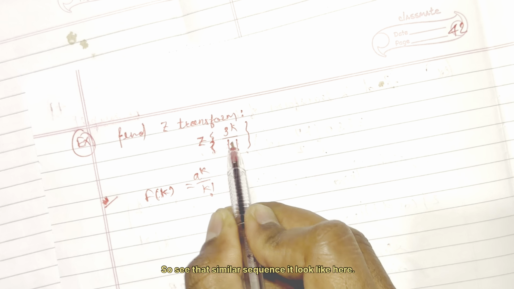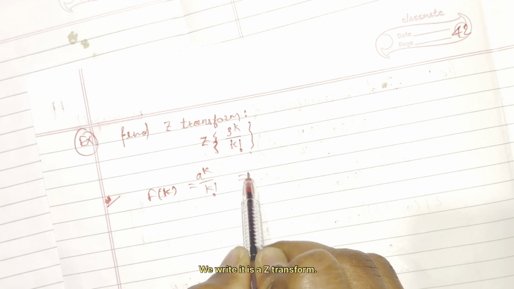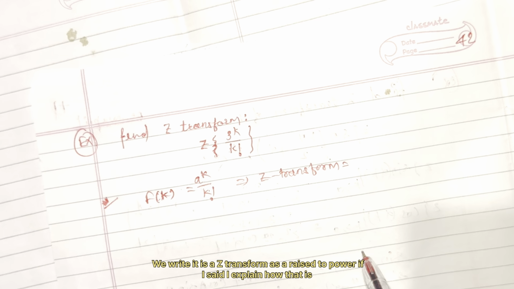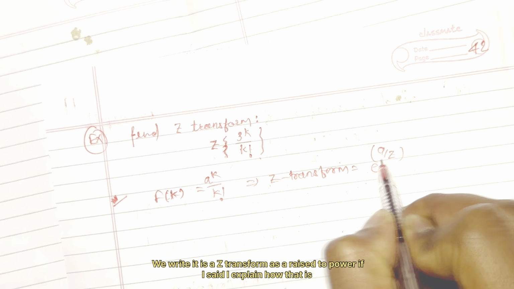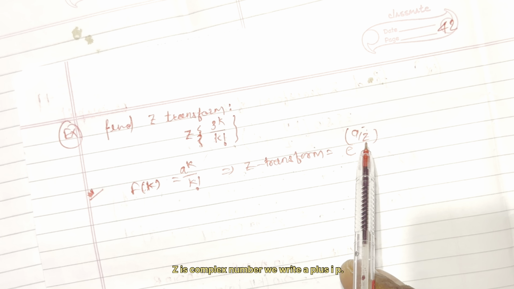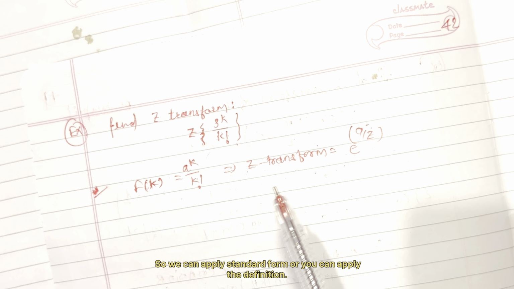see that a similar sequence looks like this one. How can we write its Z transform? We write its Z transform as e raised to the power a by z. I explained how e raised to a by z comes about, where z is a complex number, a plus ib, in my previous lecture. We just have to apply the standard form directly. You can apply the standard form or you can apply the definition. It is completely up to you. Let me solve this one further.